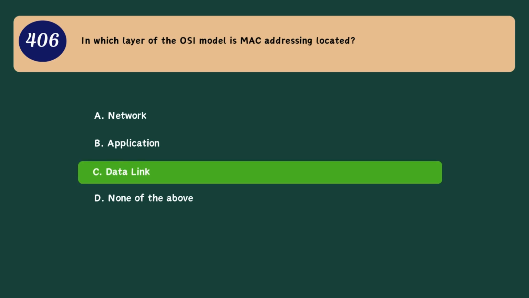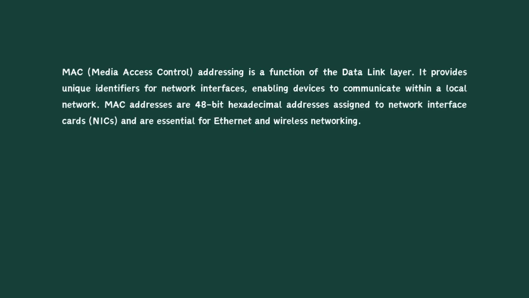Correct answer: C. Data link. MAC, Media Access Control, addressing is a function of the data link layer. It provides unique identifiers for network interfaces, enabling devices to communicate within a local network. MAC addresses are 48-bit hexadecimal addresses assigned to network interface cards and are essential for Ethernet and wireless networking.